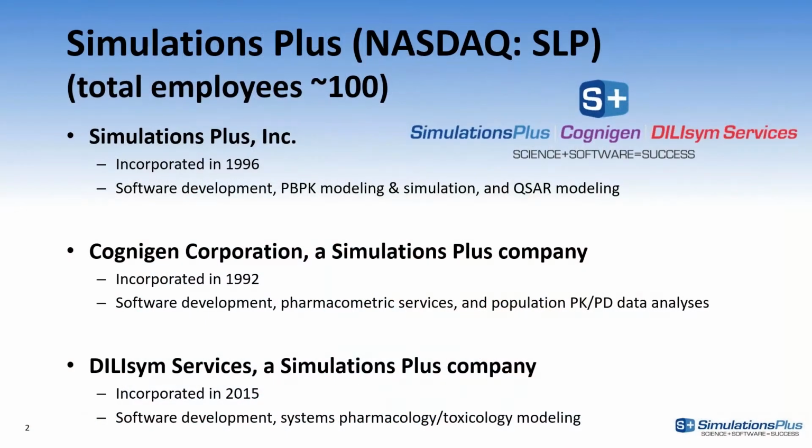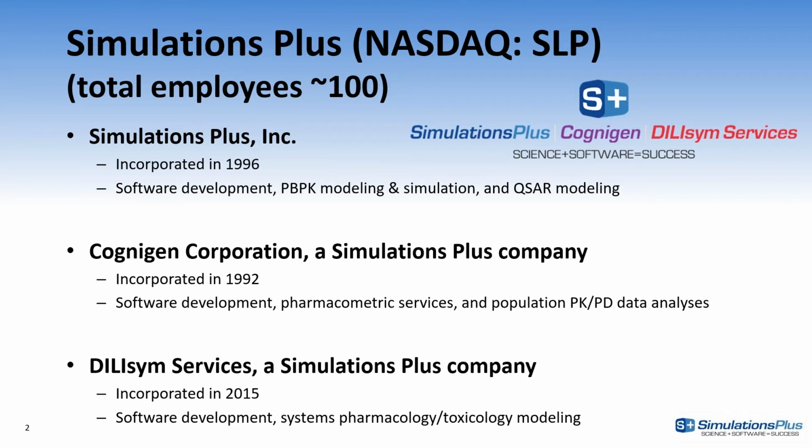A little bit of background on Simulations Plus. We are a publicly traded company of right around 100 employees. We have 3 divisions of our company, Simulations Plus Inc., which was incorporated in 1996 and focuses on software development, PBPK modeling and simulation, and QSAR modeling, with our flagship software of GastroPlus and ADMET Predictor, helping clients both on the development side for their different programs using our software in their programs, but also on the consulting services side.